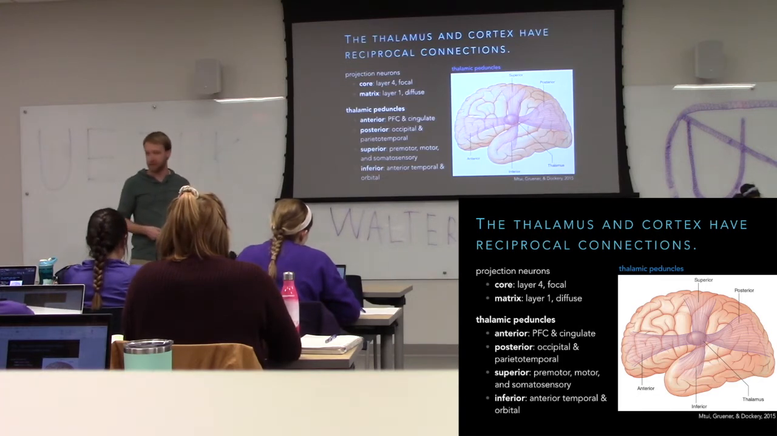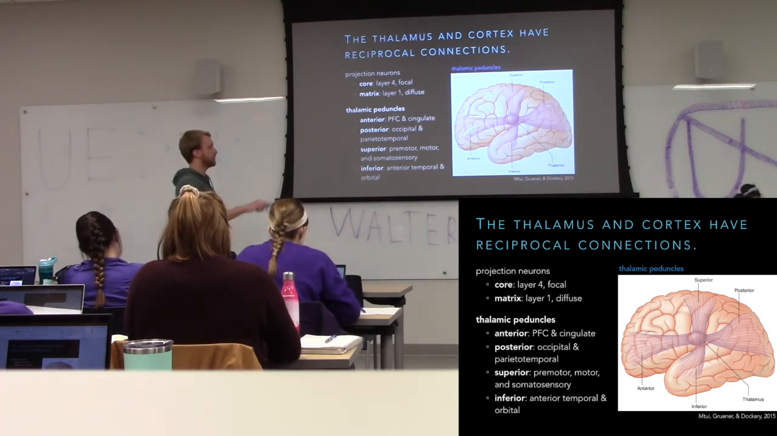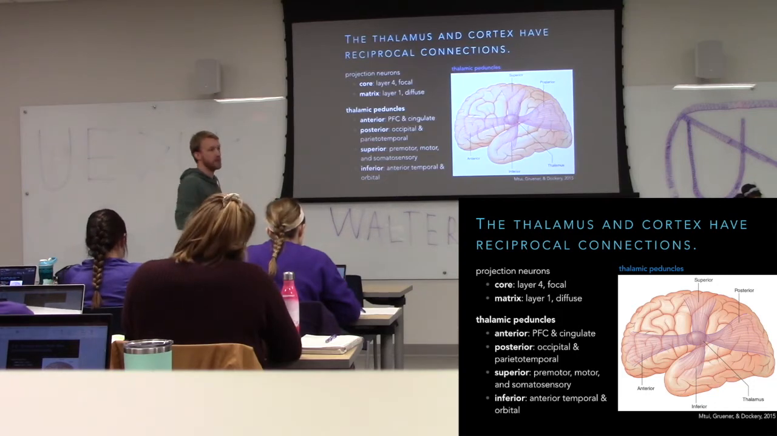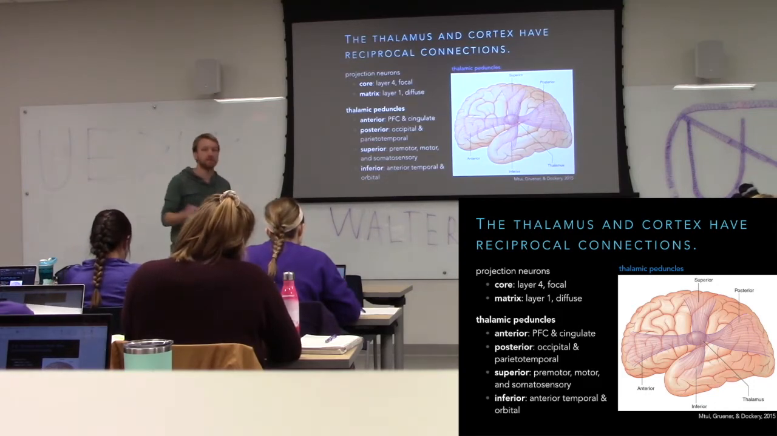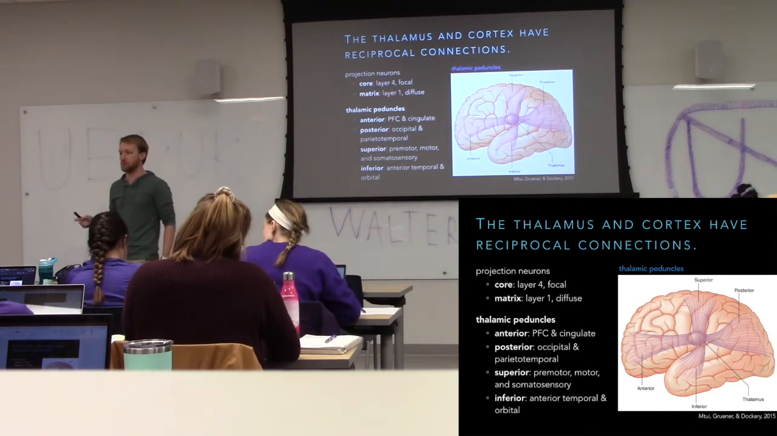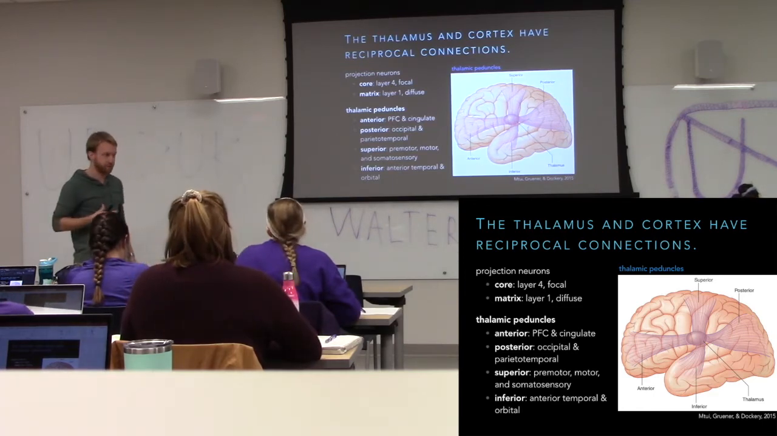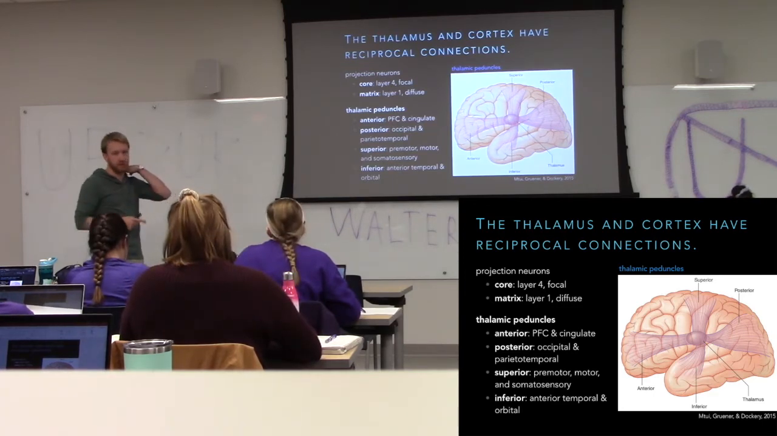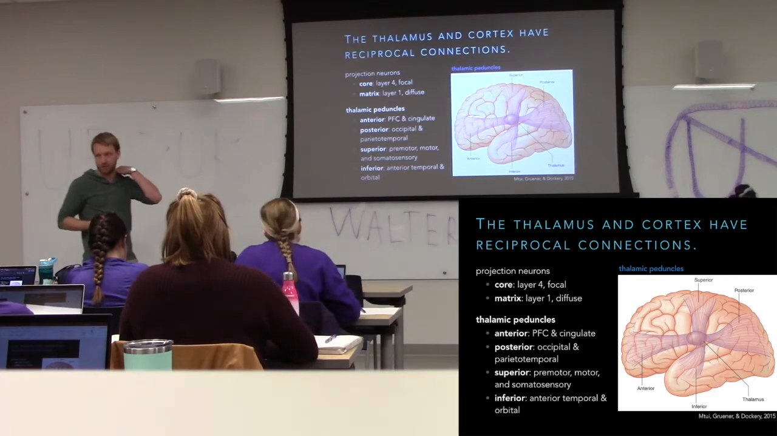These are two-way streets, back and forth, from thalamus to cortex, cortex to thalamus. Anytime we're linking thalamus and cortex, keep in mind those are reciprocal. There's a back and forth. The thalamus is going to be an important filter to determine what do we pay attention to.